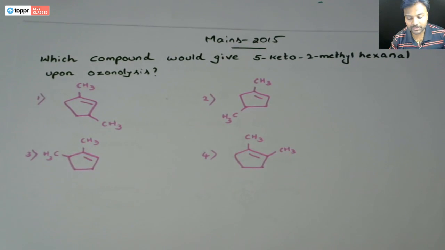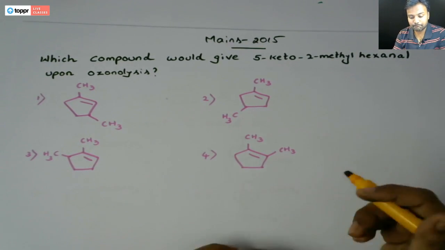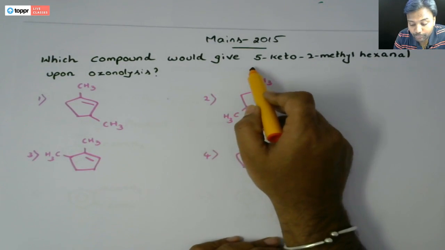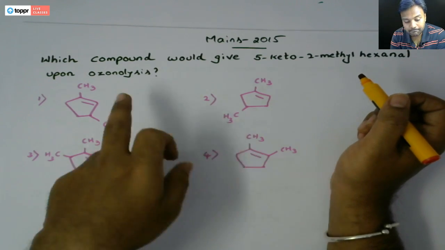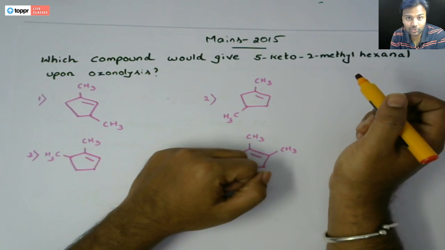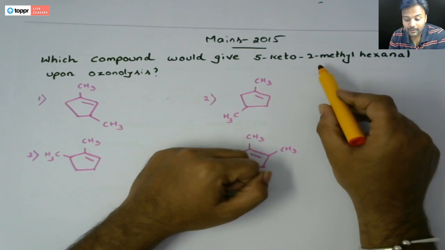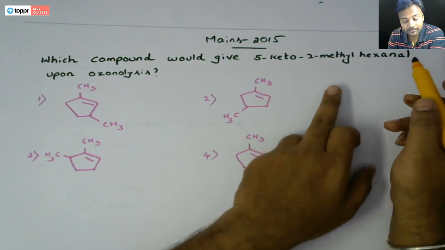Yes, this is something interesting. Okay, so which compound would give 5-keto-2-methyl-hexanal upon ozonolysis? We have seen about ozonolysis, right? Let's draw the structure of this.